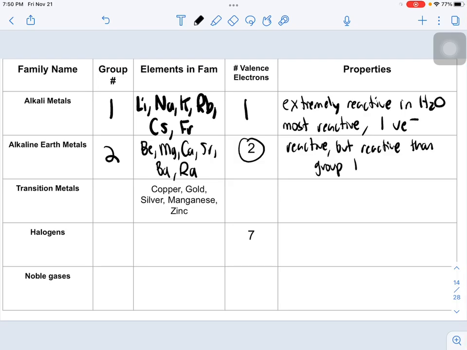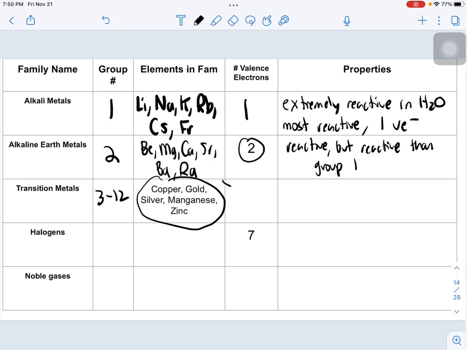Okay, let's go to the transition metals. They are actually groups 3 through 12, and there's a lot of transition metals, so I just gave you about 5 examples. You don't need to put all of them. You can write those down, or you can choose 4 from whatever group you want.